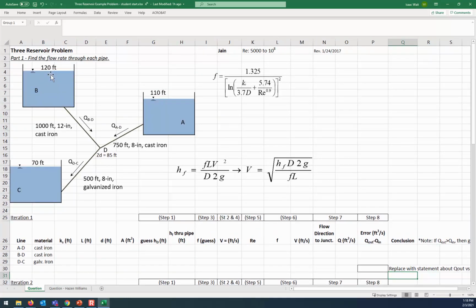We've got our elevations. Reservoir B has a water surface elevation of 120 feet. Reservoir C has an elevation of 70. And then A is in the middle. The flow is kind of indeterminate there. That's the one where we don't know if the flow is in or flow is out.